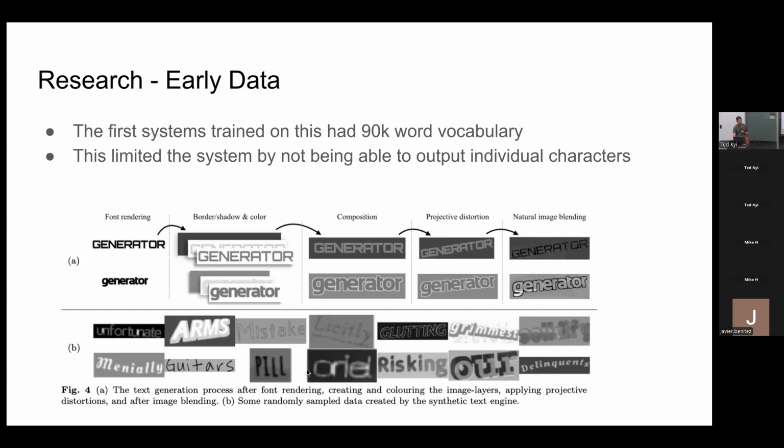So it's not a very flexible system, because if you encountered a license plate number, you're not going to have every single license plate number inside of your vocabulary. So it makes it quite difficult to extrapolate to all the different scenarios that you would want to.